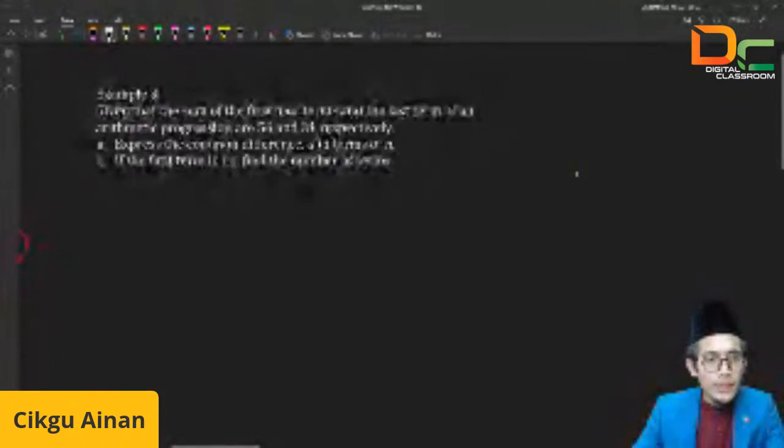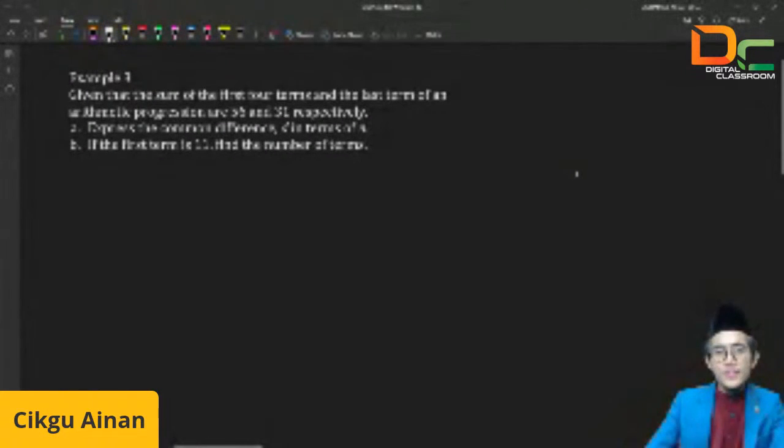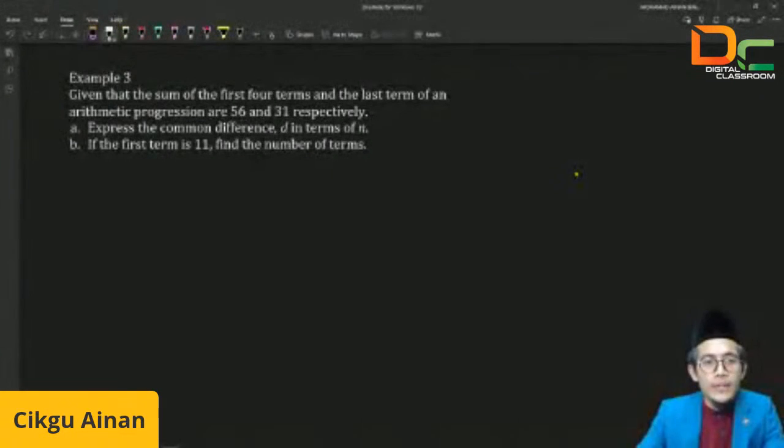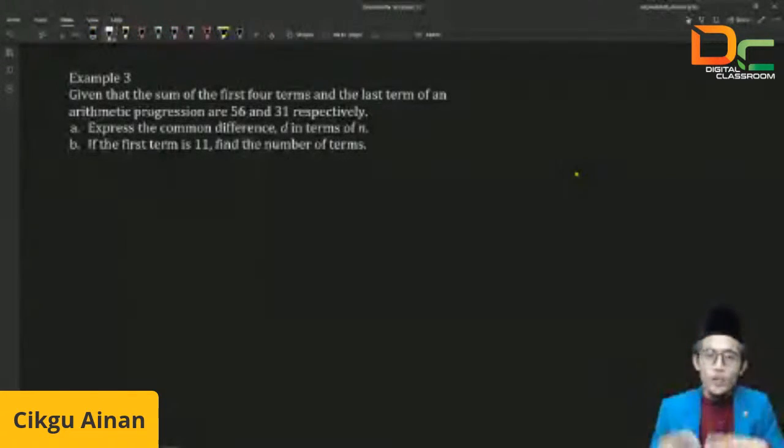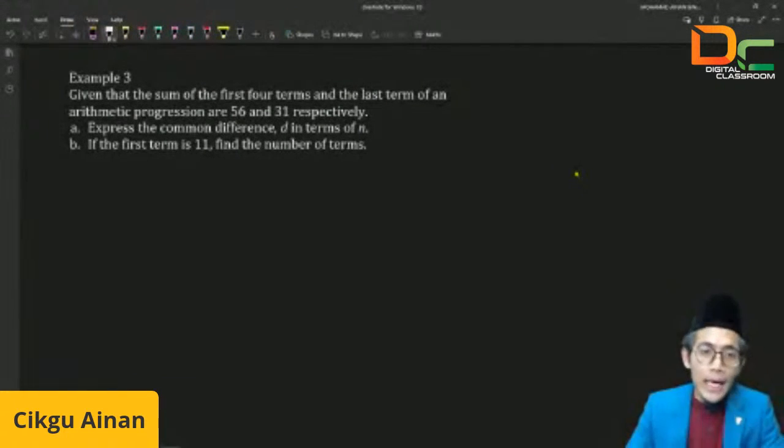Okay, example 3. Given the sum of the first 4 terms and the last term of an arithmetic progression are 56 and 31 respectively, express the common difference D in terms of N. This one is a little bit different from the first two. In the first two, we had T10 equals 50 and S20 equals whatever, then we did simultaneous equations and solved for them. But for this one, we cannot. We will see why later.